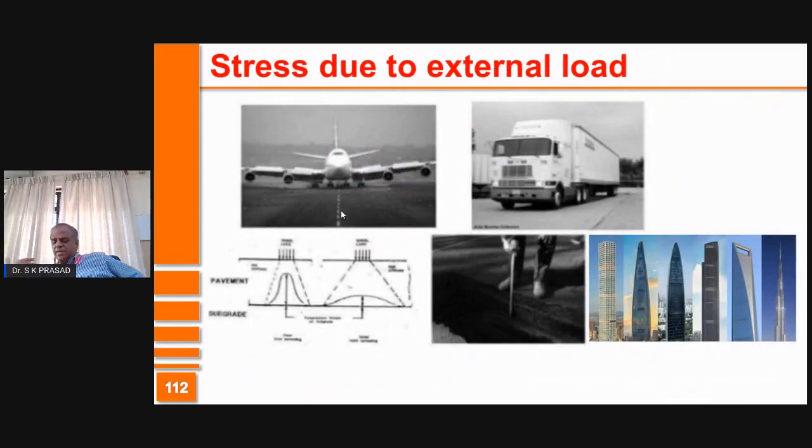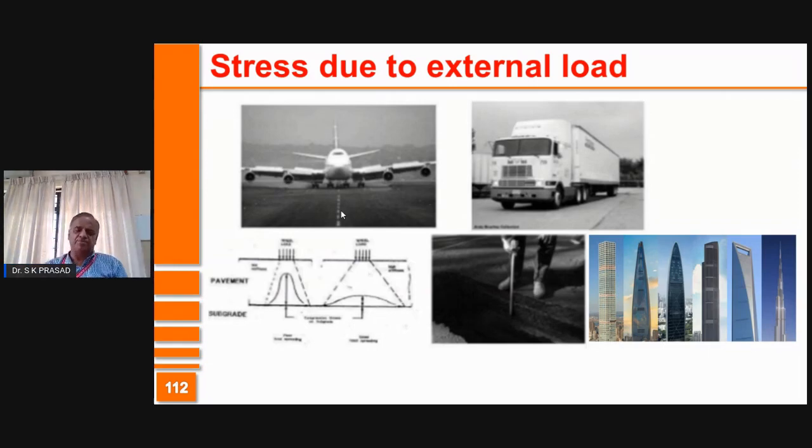And the other one is the stress developed due to the external load. So external load can be anything. It could be a vehicle, it could be the self weight of anybody, human weight also, or it could be weight of the structure. And in this case, the stresses will be maximum near the surface at the point of contact. The deeper you go, laterally, radially you go, the stresses are going to reduce.